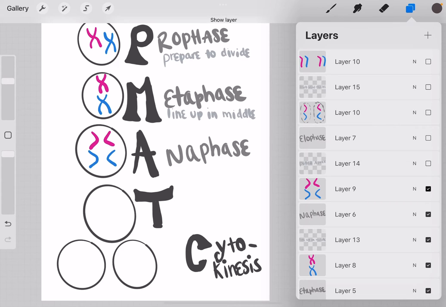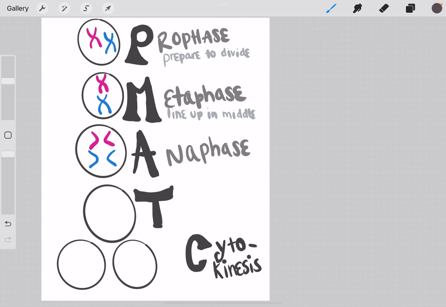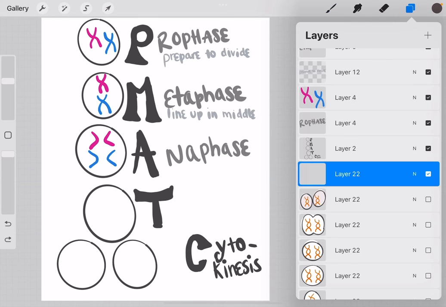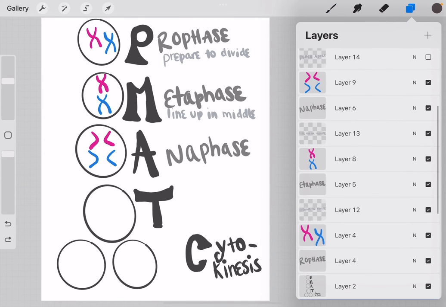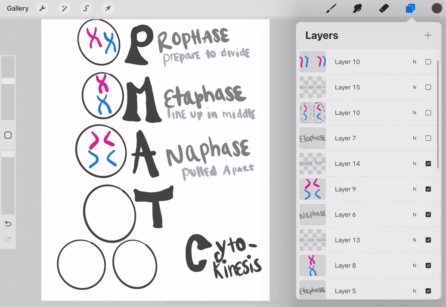The next part of mitosis is anaphase. In anaphase, the chromosomes are being pulled apart. As you can see here, these chromosomes are lined up in the middle. Now, this half of it is going to that side of the cell, and the other half of that DNA is going to the other side of the cell. And that's what it ends up looking like. Anaphase: the chromosomes are beginning to be pulled apart.